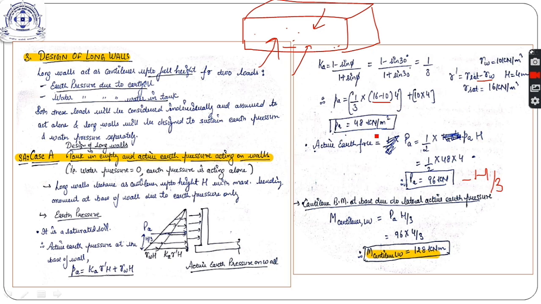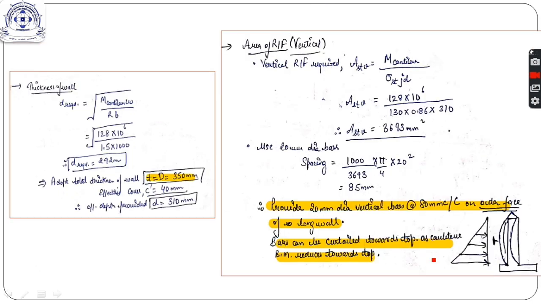Now, as this is a long wall which is undergoing cantilever action up to full height, what will happen? This is the wall and the load is acting from outside, and it is showing cantilever behavior. So it will bend like this, which is opposite to that of the circular tank with rigid base resting on the ground, and also retaining walls. So the cantilever bending moment due to this lateral earth force will be Pa into H by 3, maximum at the bottom. We get it to be 128 kilonewton meter.